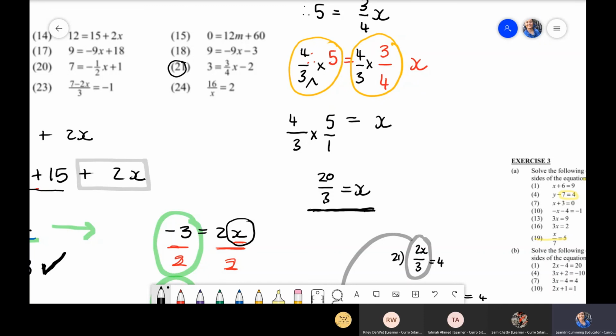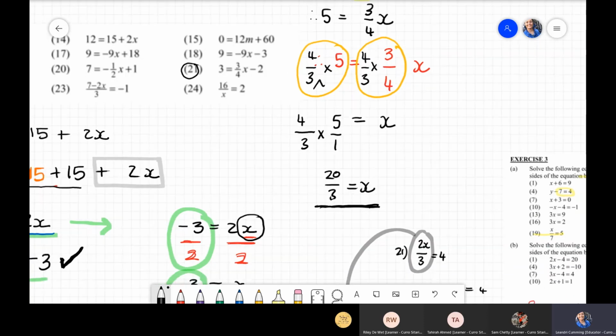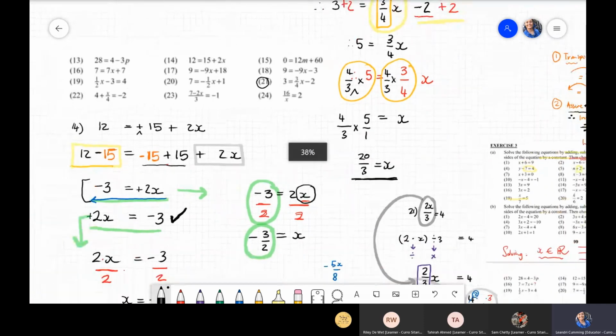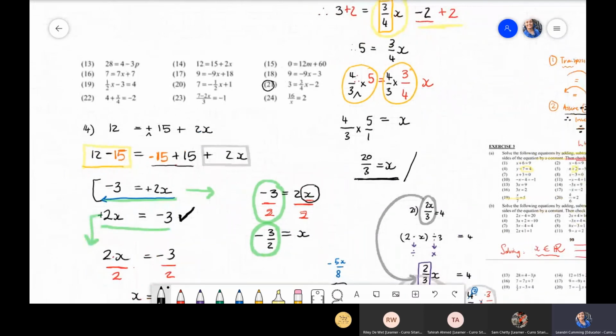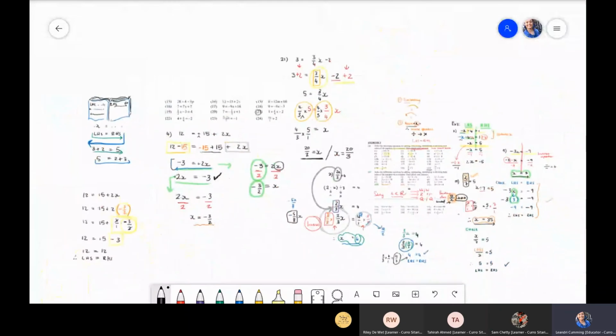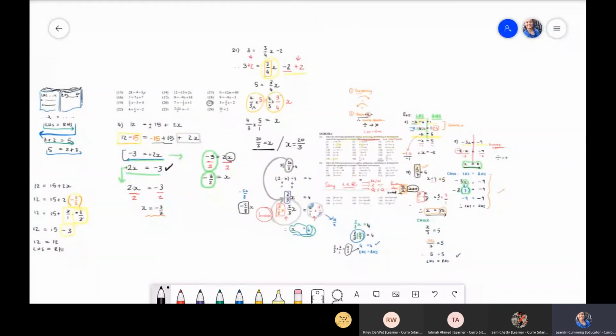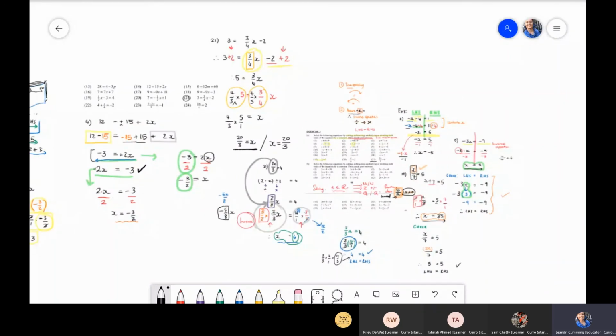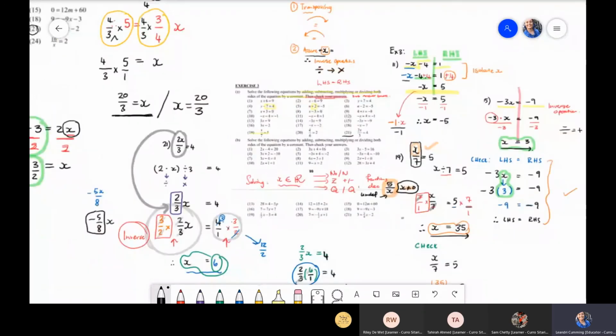So very important, I've kept my x on my right hand side, but it still reads the same as x being equal to 20 over 3. Provided that you keep to your rules. And then if you do your check, substitute that value in there. So let's just stick to our rules. Our rules are very important and you will become more comfortable. You will learn what works.